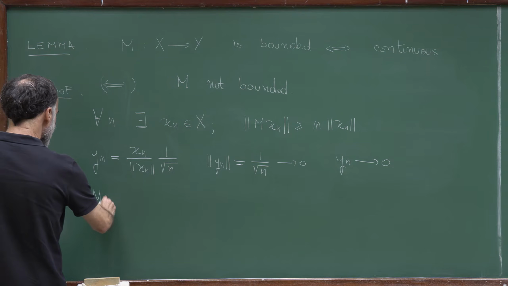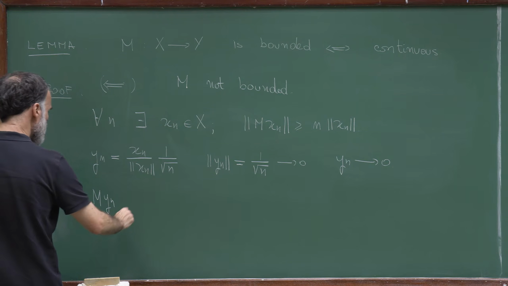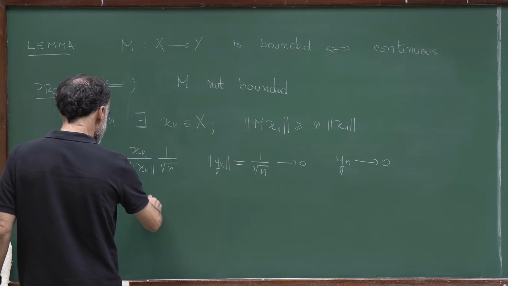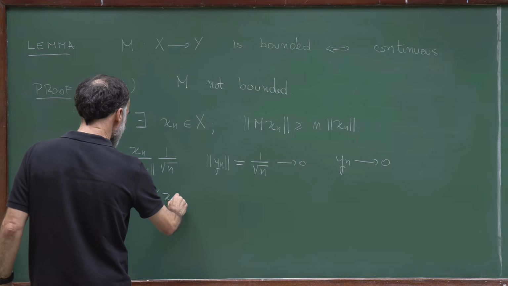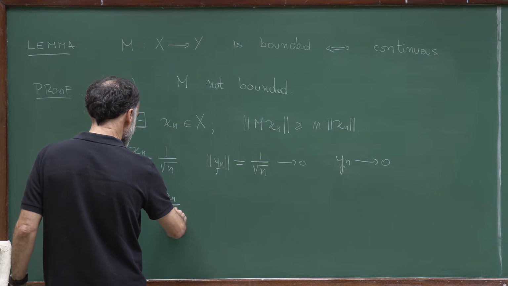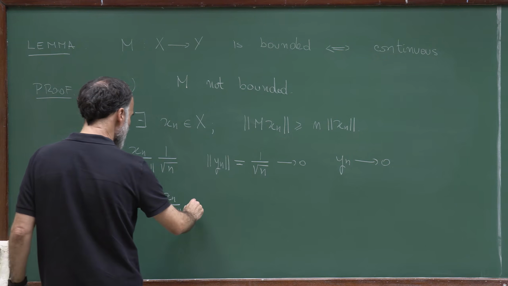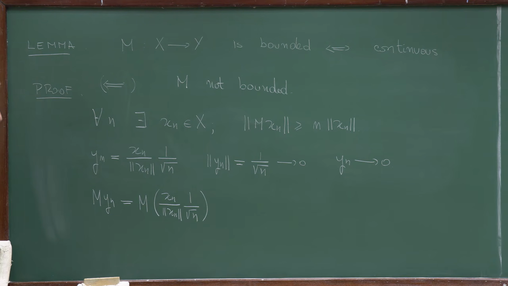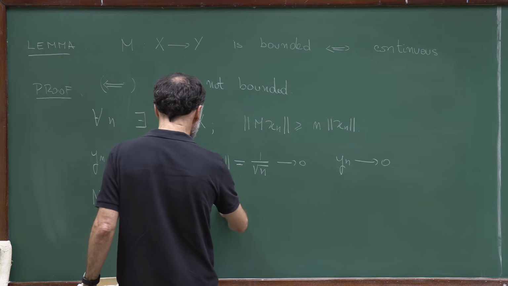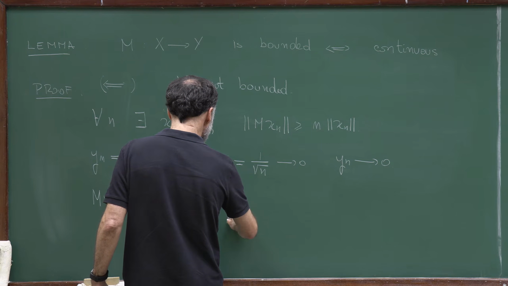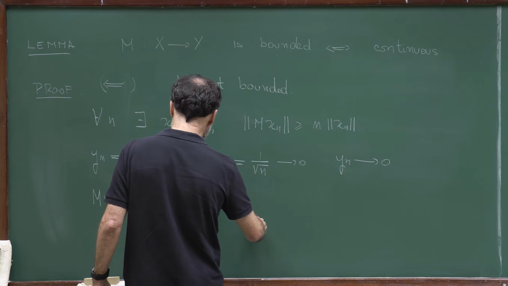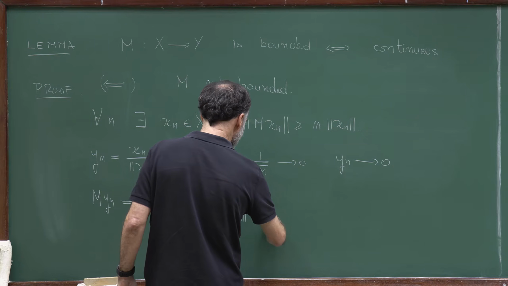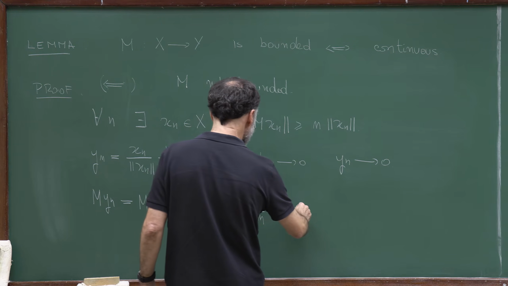However, if we consider M of yn, well, M of yn by definition is M of xn divided by the norm of xn, divided by the square root of n. By linearity, this is equal to 1 divided by the norm of xn, times 1 over square root of n, times M of xn.